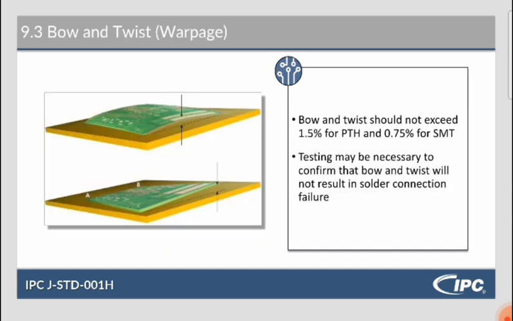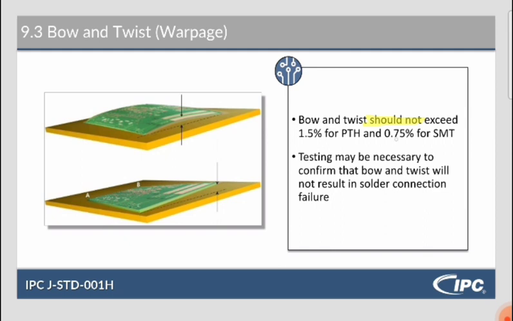Bow and twist should not exceed 1.5% for plated through hole and 0.75% for surface mount technology. And your key word here is should not. Okay, that is a should not. That is not a requirement. It is highly suggested, but it is not required. Testing may be necessary to confirm that the bow and twist will not result in solder connection failure.